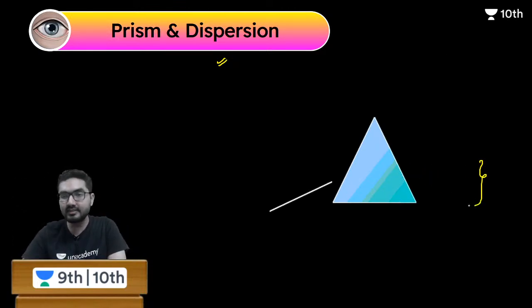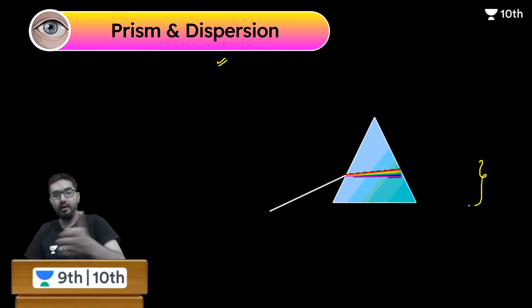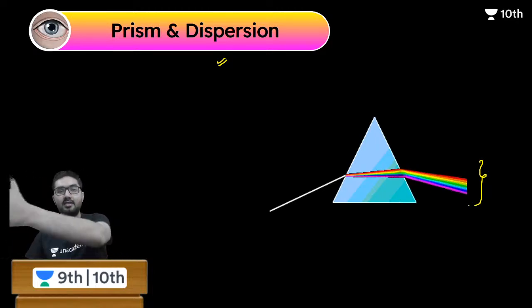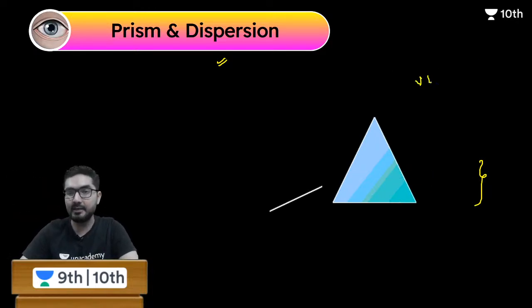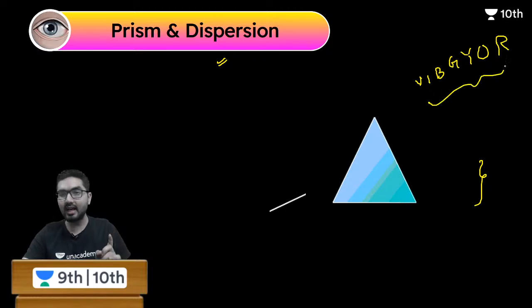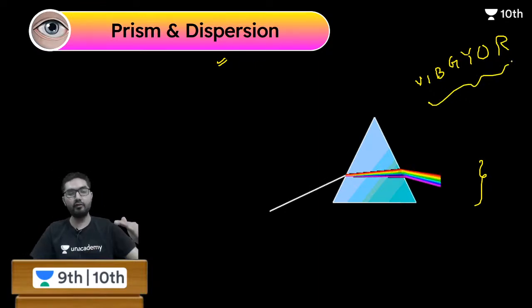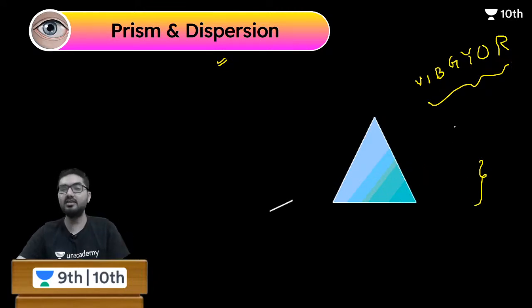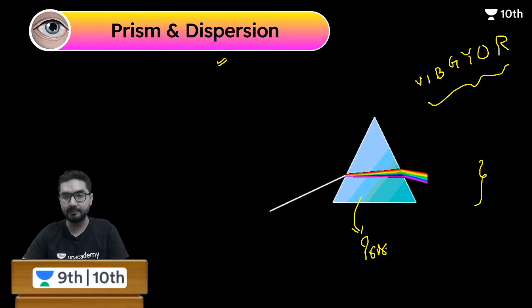This series of 7 colors is what is called VIBGYOR: violet, indigo, blue, green, yellow, orange, red. These are the 7 colors that the white light actually consists of. So if you make the white light incident on this triangular thing that you are able to see, that is what is called a prism.